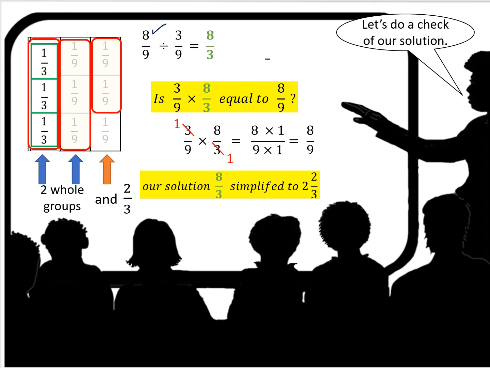Our solution, 8/3, is simplified to 2 2/3. And you remember how we got that. When we look at each group, what does 1/9 represent in each of the 3 groups? In each of the 3 groups, 1/9 is 1/3 of that group. And you see in the very last group, we only have 2 of those. So we have 2/3 of that last group, and that's how we get the 2/3. 2 whole groups, and then 2/3 of the last group.